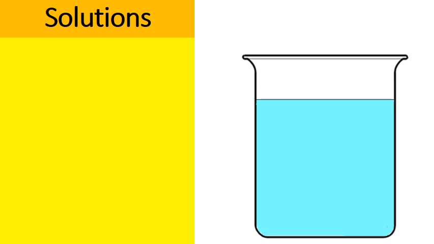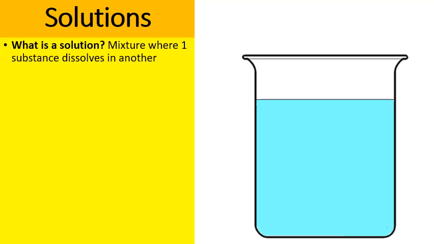So let's talk about a solution really quick. What's a solution? Well, it's a mixture where one substance dissolves in another. In my picture, here's a beaker of water. If I were to add some sugar and some Kool-Aid powder and get a spoon and stir everything together, the sugar and the Kool-Aid powder would dissolve within the water. And overall, I would have a pretty simple example of a solution. It's a mixture where the sugar and the Kool-Aid dissolved within the water.